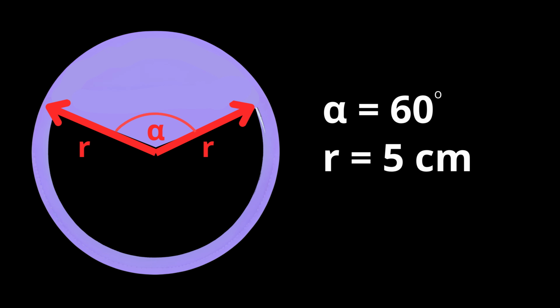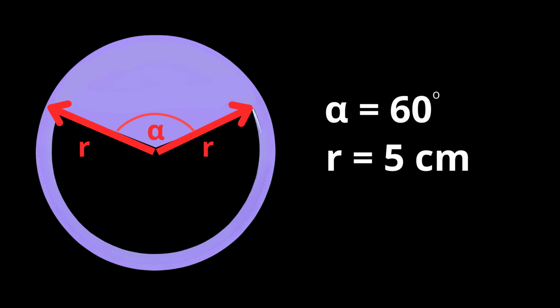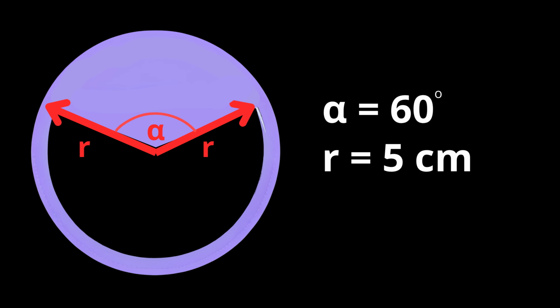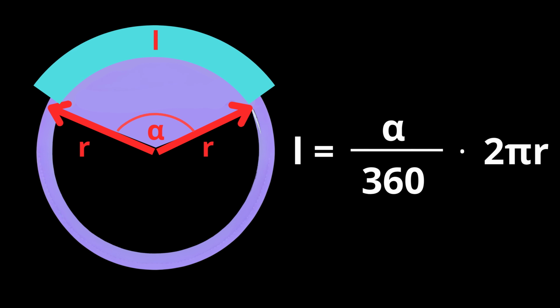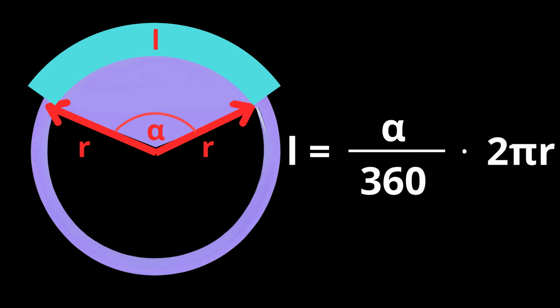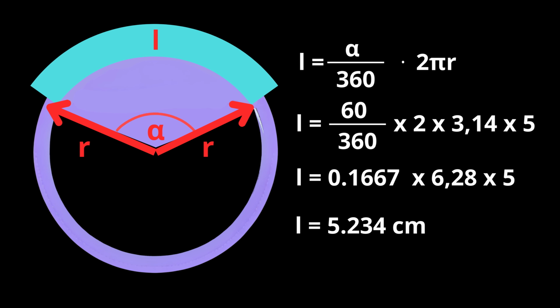And now, we will calculate the circumference and area of a circle sector using a practical example. We have a circle sector with a radius of 5 centimeters and an angle alpha of 60 degrees. We will start by calculating the circumference of the circle sector, beginning with the arc length using the formula. And now, we substitute the values.